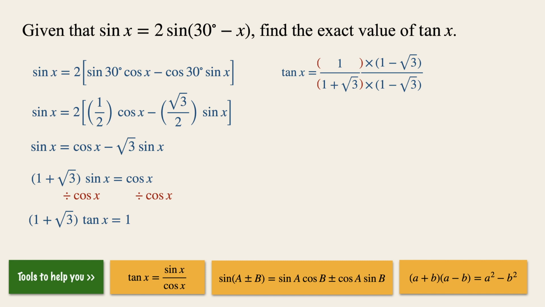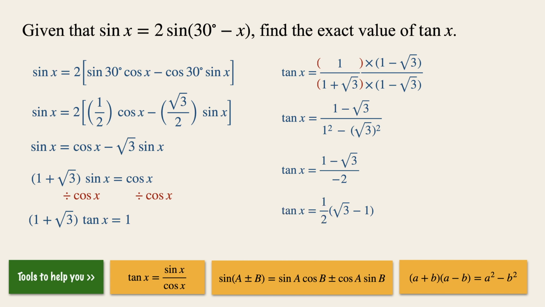Now using the difference of squares to help us simplify this expression, we will have the numerator as 1 minus square root 3 because it's multiplied by 1. And in the denominator, we have 1 squared minus square root 3 squared. Now doing so, we will then have 1 minus square root 3 over negative 2. Now simply bring up the minus sign, which gives us square root 3 minus 1, and extract the 2 from the denominator by writing it as half in front of square root 3 minus 1.